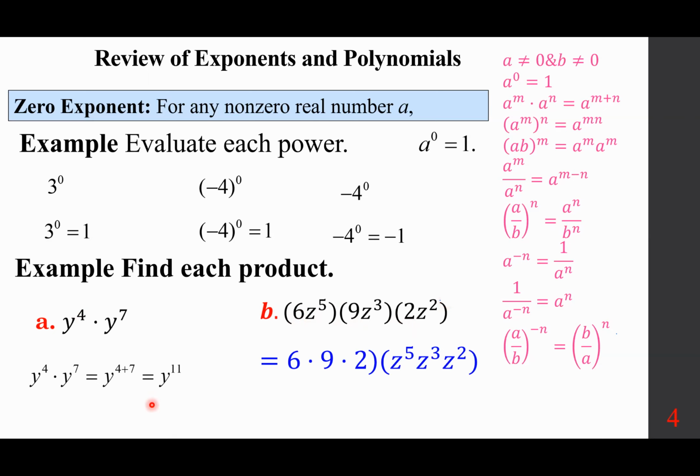If you do that, and let me just put a parenthesis here, then you multiply these three numbers. 6 times 9 times 2 is 108. That's 54 times 2, 108. And then z to the power of, you use this product rule, 5 plus 3 plus 2, which makes it 10. So 108 z to the power of 10.